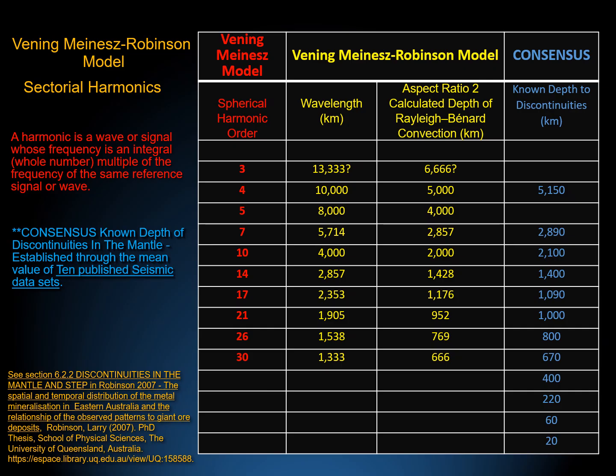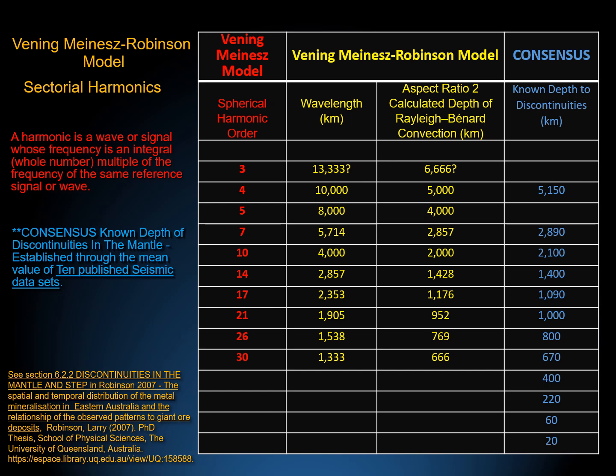There is also no doubt that there is a cause behind the hyperbolic relationship between spherical harmonic order and topography gravity of the Earth. That cause is Rayleigh-Benard convection originating at various discontinuities in the mantle.